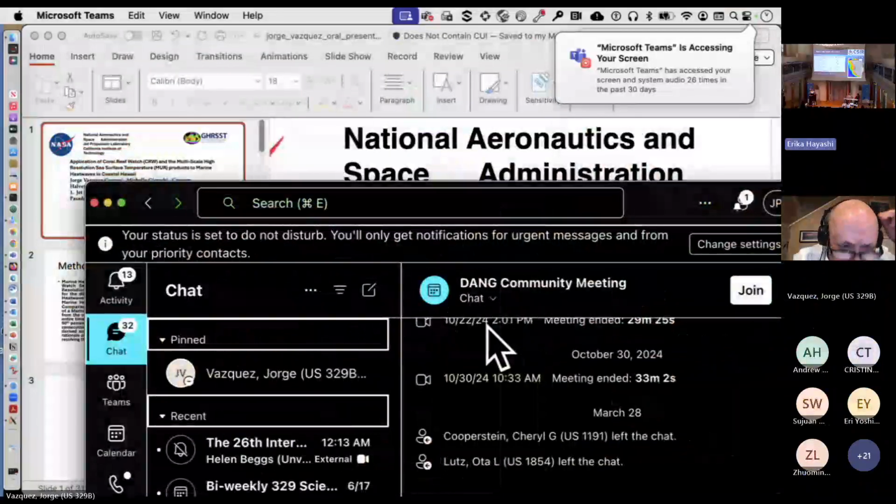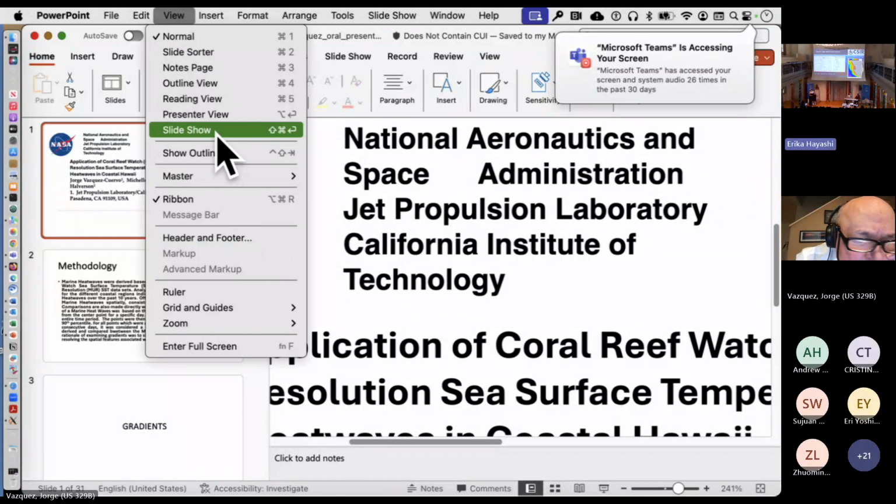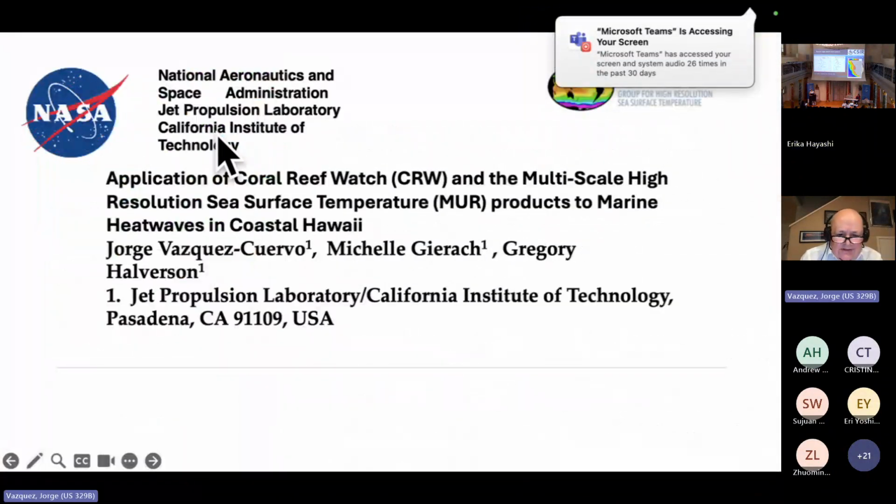Okay, so I'll quickly say Jorge's talk is on the application of Coral Reef Watch and the multi-scale high-resolution sea surface temperature products to marine heat waves in coastal Hawaii. Take it away, Jorge.